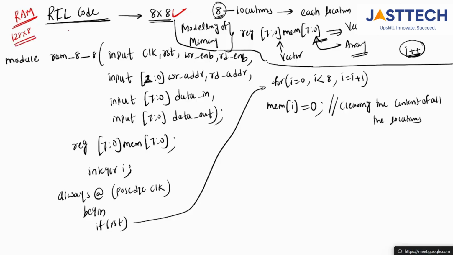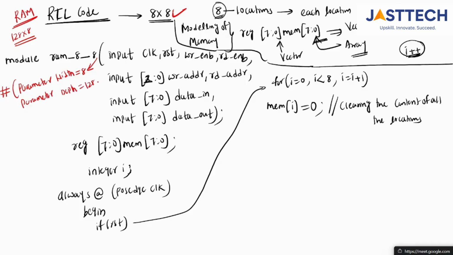We should modify it with parameters. We need to use the parameter concept, so you need to write the code with parameters. So here I will add parameter width. Width is the data width of a location, 8 only. And parameter depth; here itself I can change the depth to 128.